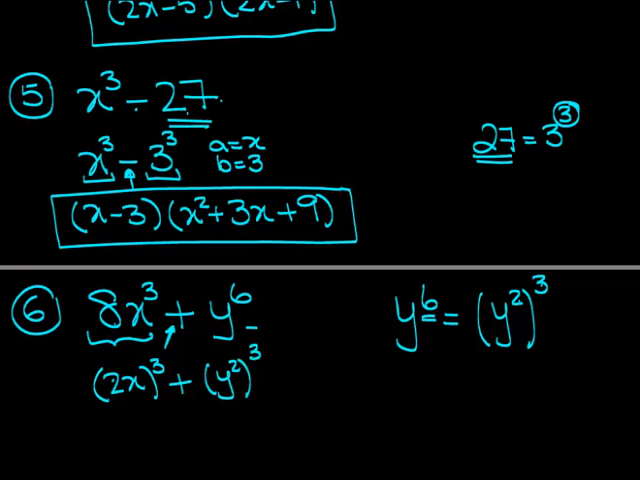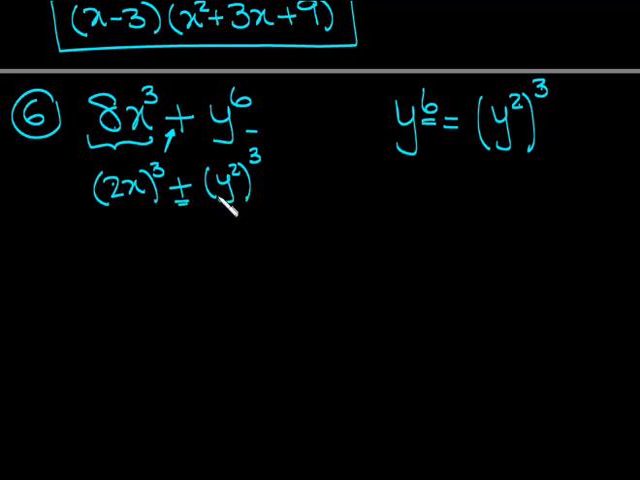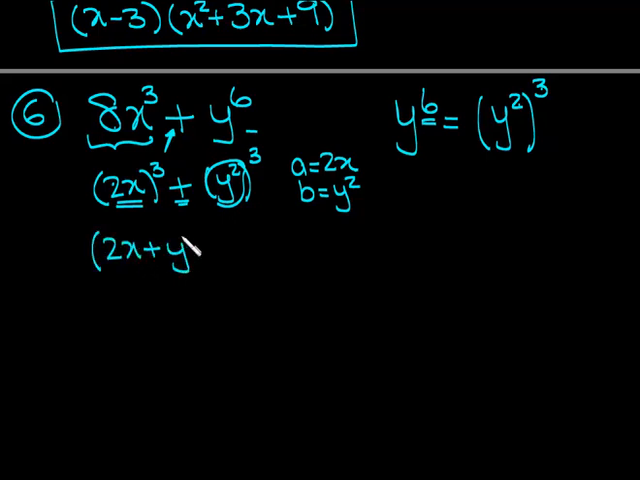Now that I've written it as a sum of two cubes, I can apply the formula. So let's identify a. A is the base of my first number, which is 2x. B is the base of the second number, which is y squared. So according to the formula, you have to memorize those formulas. I gave you those earlier. You get a plus b, so we get 2x plus y squared.